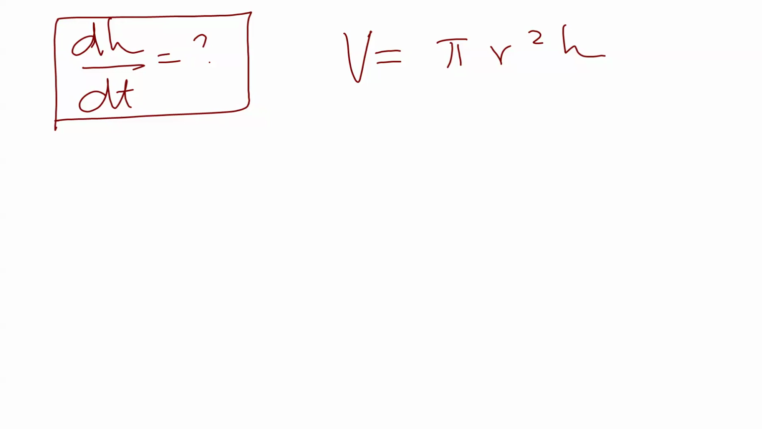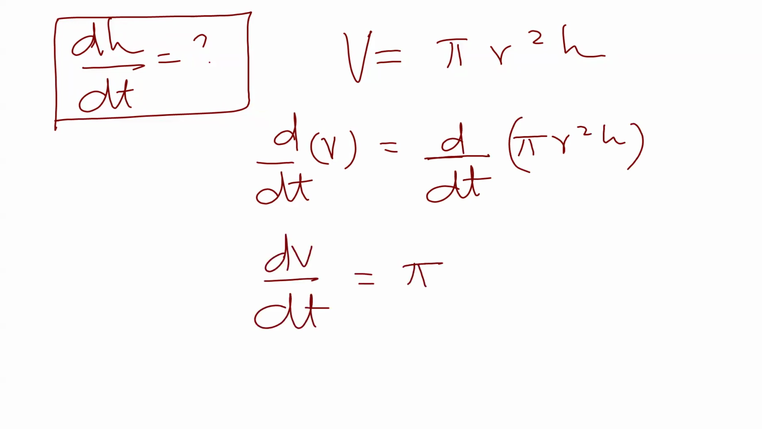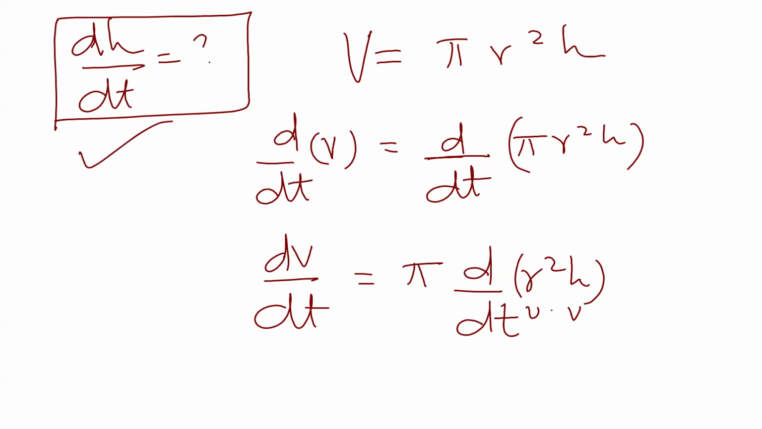Differentiating with respect to t on both the sides: d by dt of V is d by dt of pi r square h. So dV by dt, take pi outside, d by dt of r square h. Now on the right hand side we are going to apply the u into v rule because radius and height both are changing and we need to find the change in height. Radius is already changing, we have calculated that.